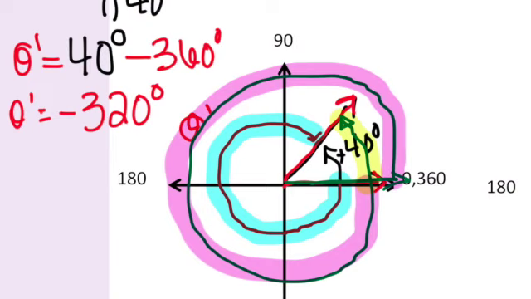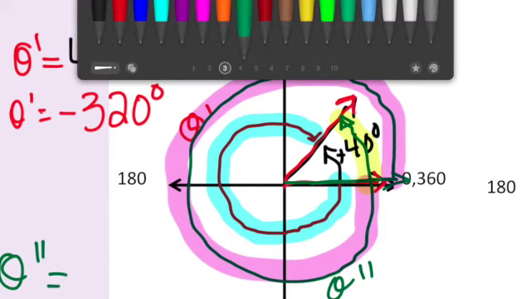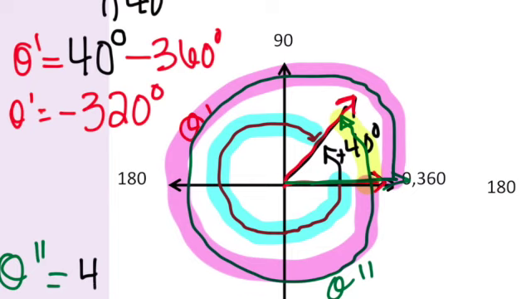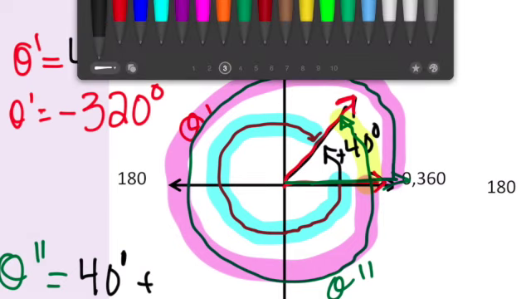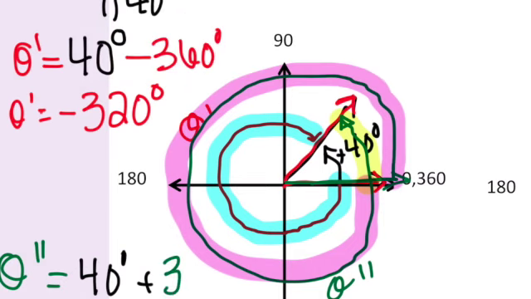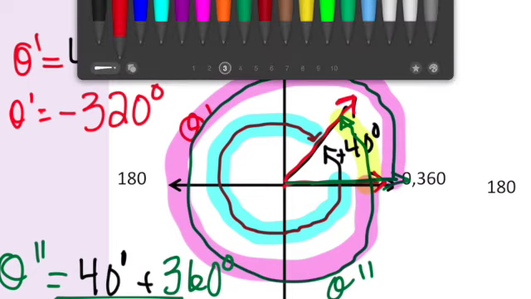So the way we find theta, I'll call this double prime, the way we find our second coterminal angle is I'm going to take 40 degrees and I'm going to add 360 degrees to it. And that is going to give me 400 degrees. And there we have our two answers for this first angle.